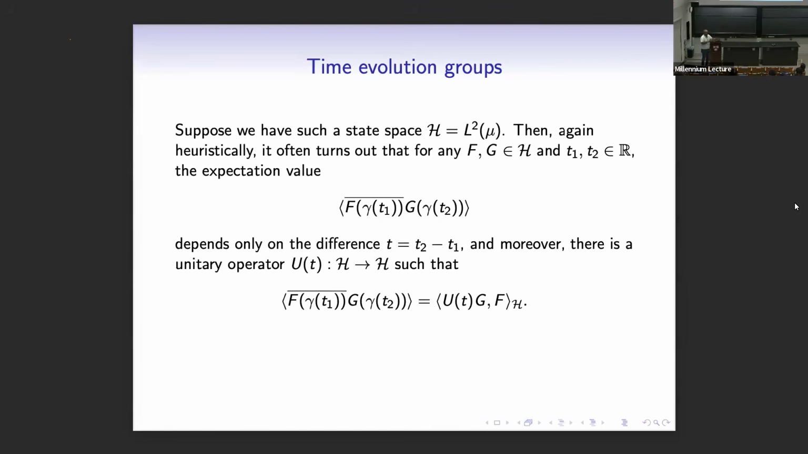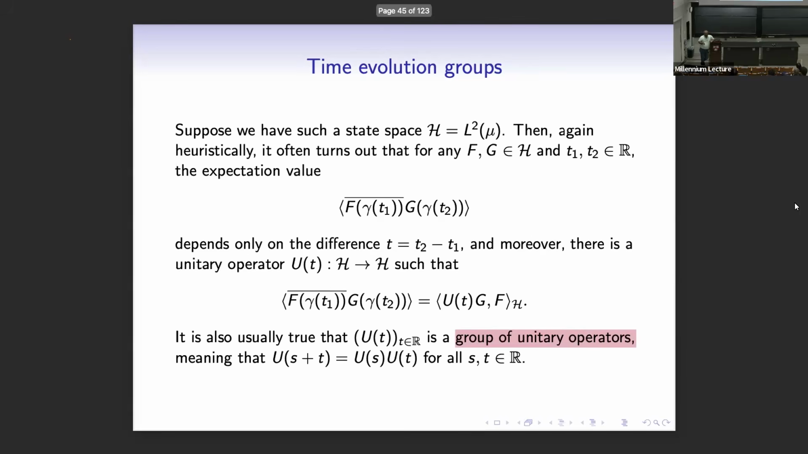I'm just trying to give you a sense of how these path integrals can be evaluated. And it's also usually true that this ut is a group of unitary operators in the sense that us plus t is us times ut for any s and t in the real line. Okay, so from this path integral formulation, you can extract, and it's actually a one-to-one correspondence, you can extract this group of unitary operators which act on this Hilbert space.